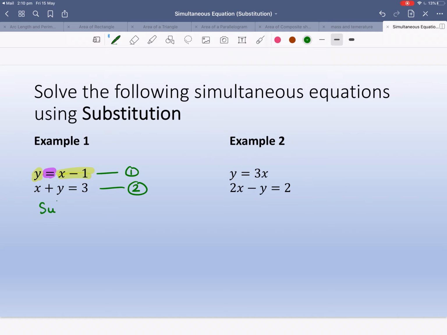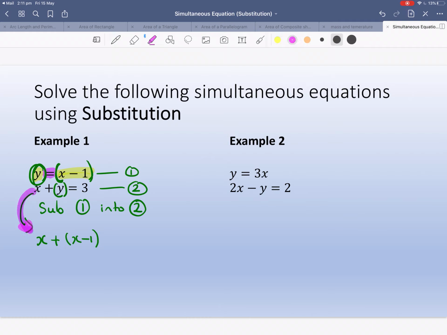I'm going to substitute 1 into 2. What that's saying is that I'm going to substitute this equation into this equation. How am I going to do that? Well, let's write the second one, because that's the one I'm substituting into. I'm going to write x plus, now instead of y, I'm going to put x minus 1, because y equals x minus 1. And then I'm going to continue writing this from here.